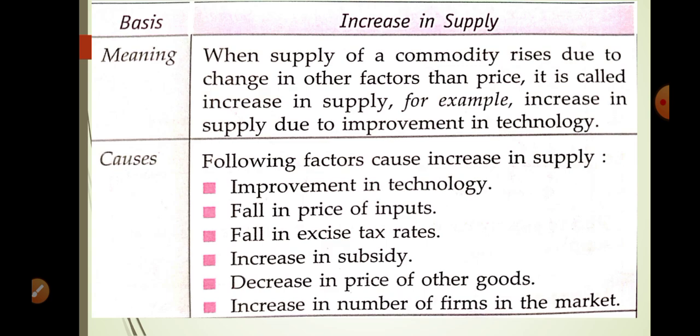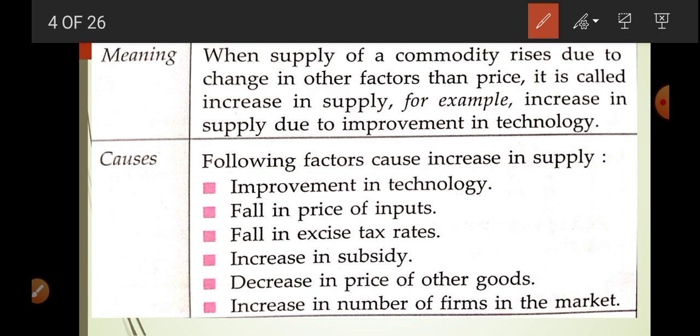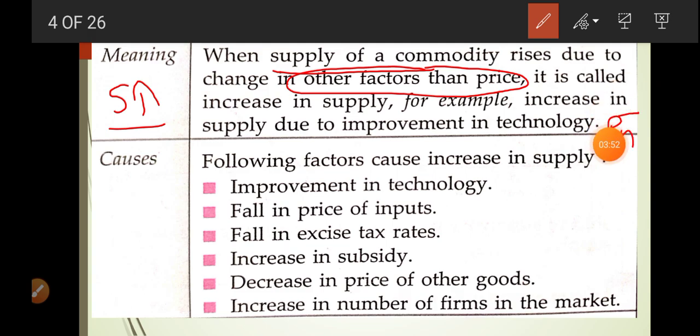Now, first is increase in supply. What do we mean by increase in supply? When the supply of a commodity rises due to change in factors other than price. So here, increase in supply means supply is going to increase, and the reasons are other factors. Price is going to be constant here. Okay students, there will be no change in price.